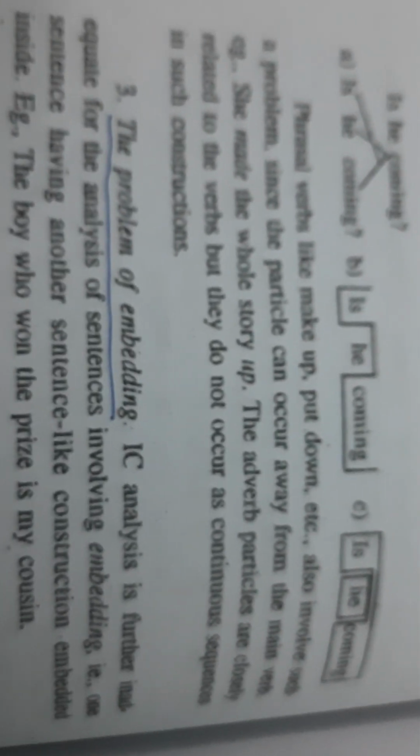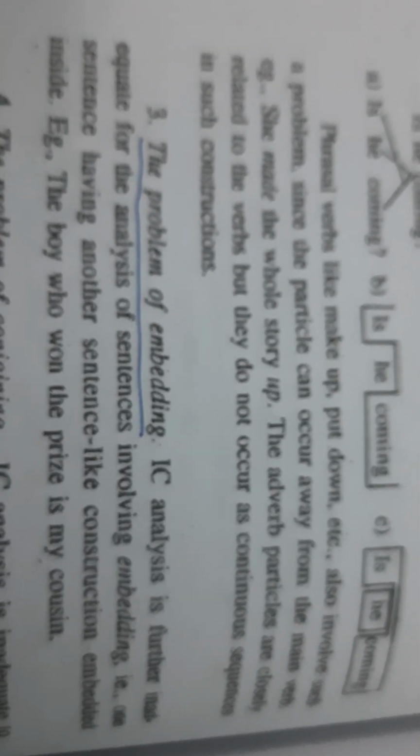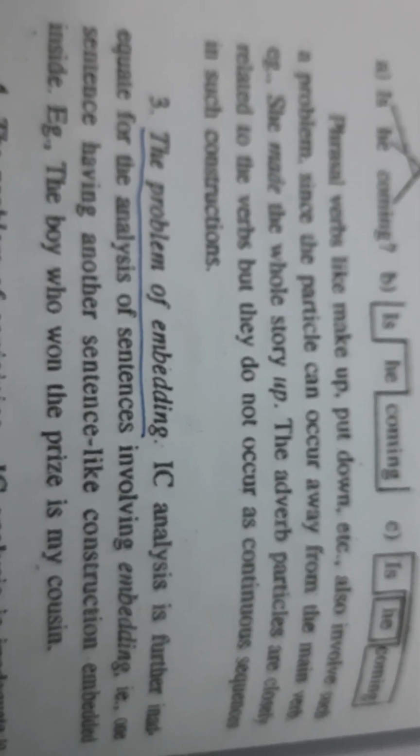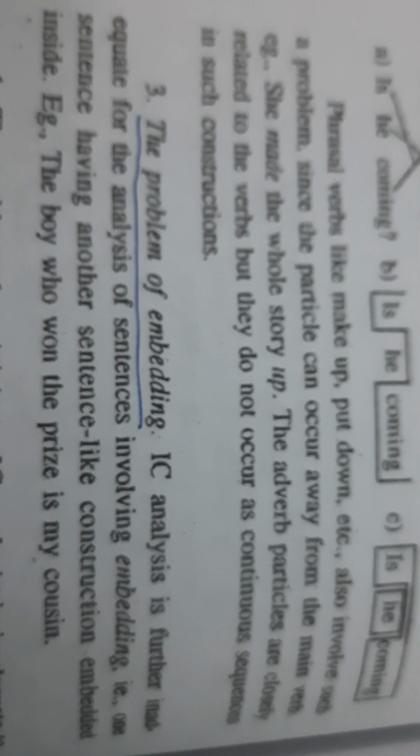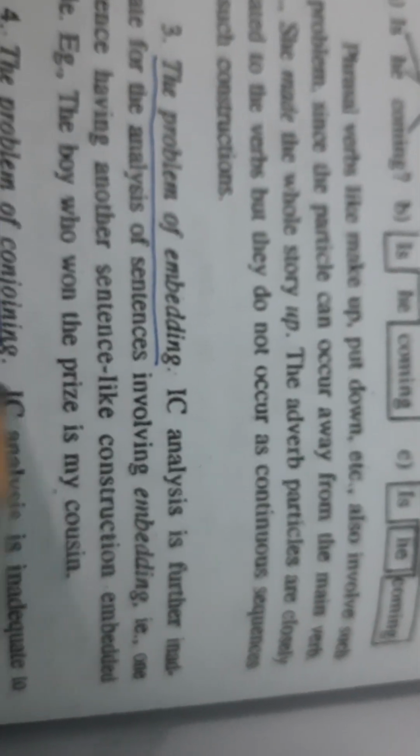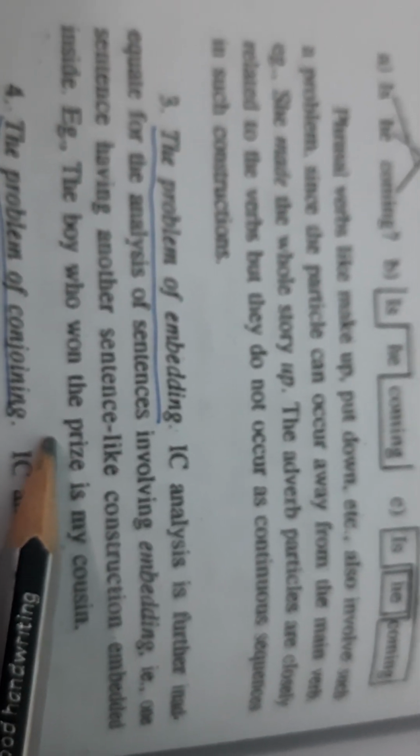And the next one is the problem of embedding. The problem of embedding is where you have one sentence inside another sentence, like the boy who won the prize is my cousin. So you have one sentence inside another sentence. So that is again a complication for IC analysis.